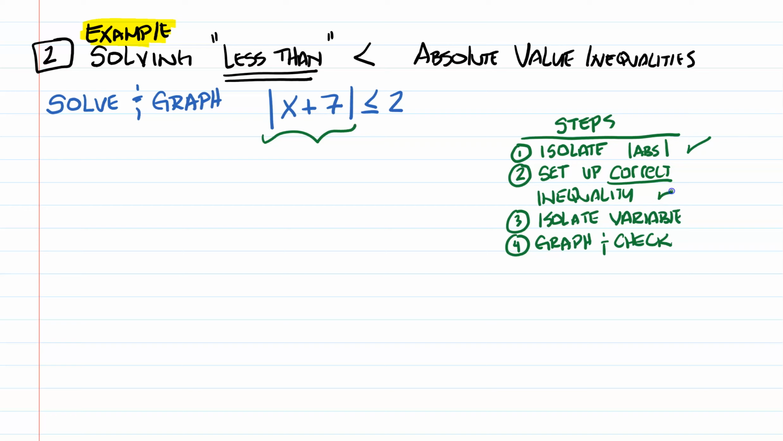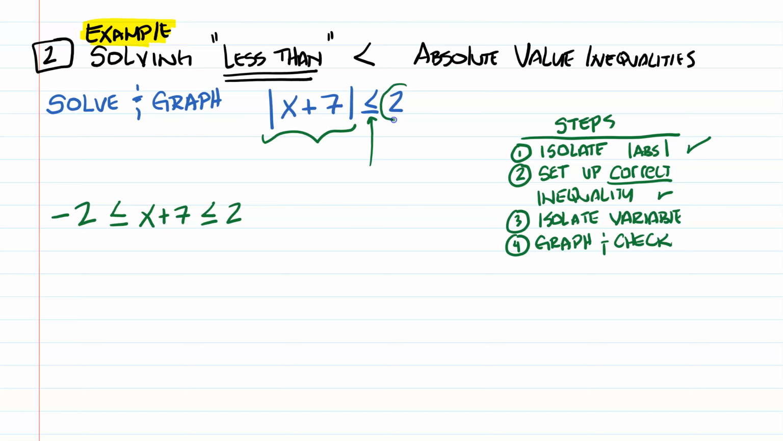Step 2 says set up the correct inequality, and here's how you do it. Since we have a less than symbol, we're going to take -2 less than or equal to x plus 7 less than or equal to 2.